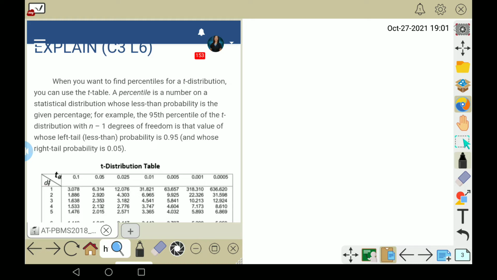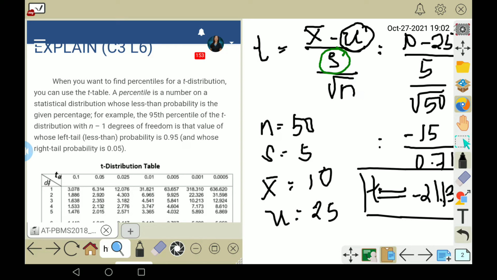As a review, remember always that a percentile is a number on a statistical distribution whose less-than probability is the given percentage. For example, the 95th percentile of a t distribution with n minus 1 degrees of freedom is the value whose left tail less-than probability is 0.95, and whose right tail probability is 0.05. Where did we get our values here? 0.95 indicates the 95th percentile. What do we mean by that?